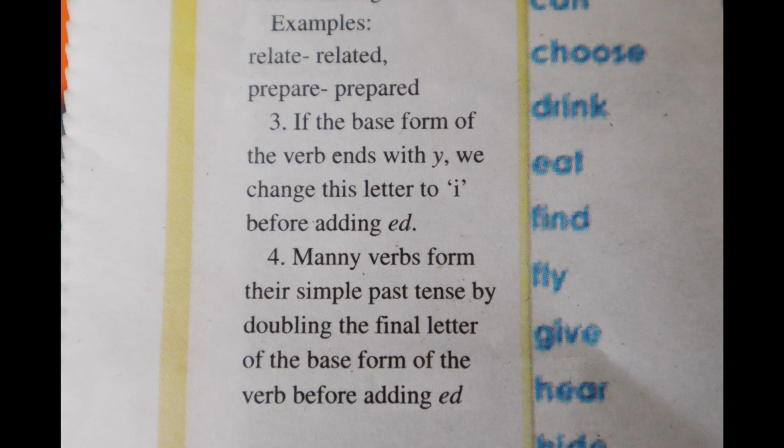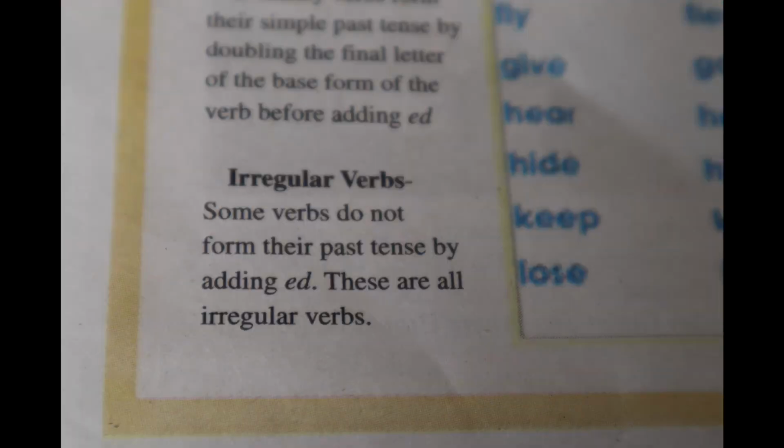Thirdly, if the base form of the verb ends with y, we change this letter to i before adding ed. Fourthly, many verbs form their simple past tense by doubling the final letter of the base form of the word before adding ed. While those are regular, we have irregular forms as well. So, irregular verbs. Some verbs do not form their past tense by adding ed. These are all irregular verbs.